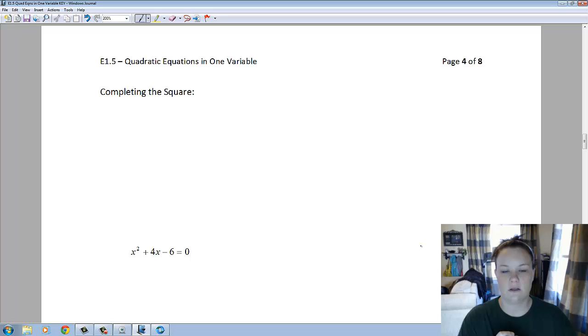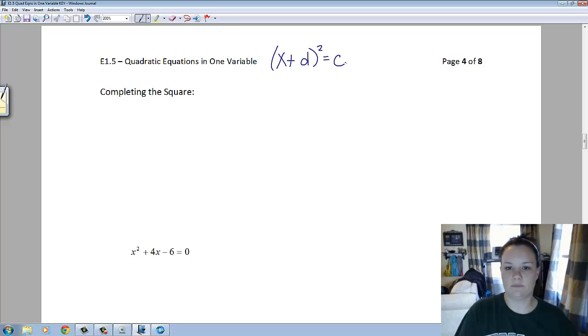A perfect square trinomial looks something like x plus, I don't know, we'll say d squared equals c. Okay, this just means that we have something that's a quantity squared. We want a perfect squared quantity, because if we can end up with something that looks like this, then we can solve it by extracting square roots. So the whole idea of completing the square is to get our equation in this form so that we can solve it by taking the square root of each side.